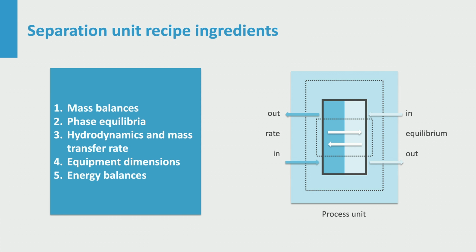Hydrodynamics determine how close we might get to equilibrium within the physical constraints such as feasible pressure drop and flow resistance. Then, required equipment dimensions can be determined, or they are input data if available equipment is to be used. Finally, energy balances are needed to determine the required energy input. In this lecture, we will use items 1 and 2.